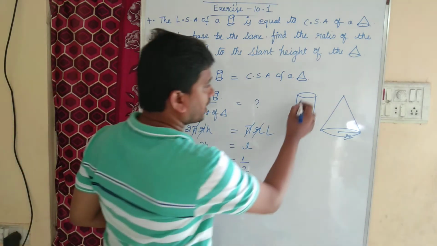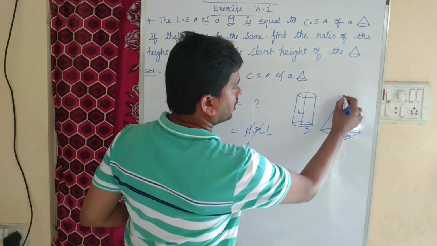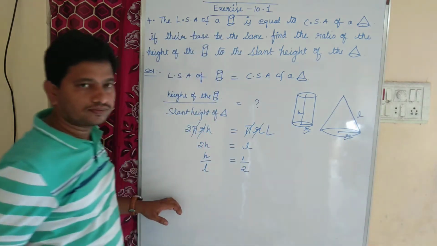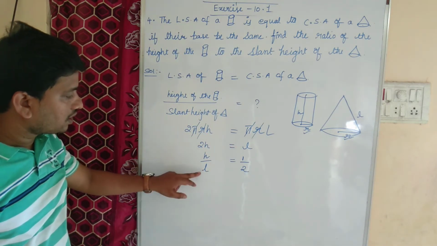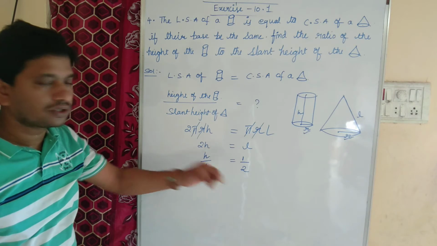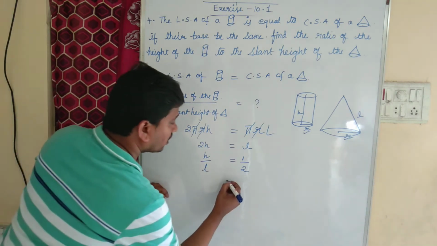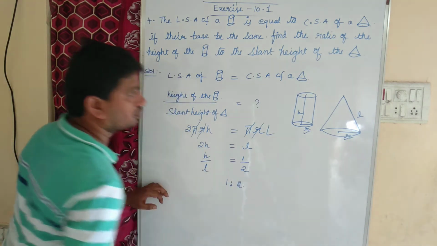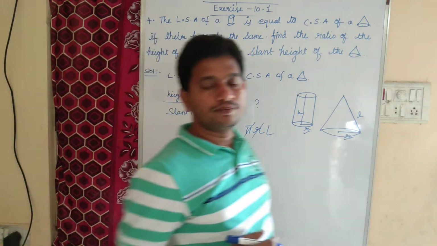You see, height of the cylinder h, slant height of the cone L, right? They are asking to find the ratio of the height of the cylinder to the slant height of the cone, which is equal to how much? 1 by 2. So what is the ratio? The ratio is 1:2. So this is our fourth problem.